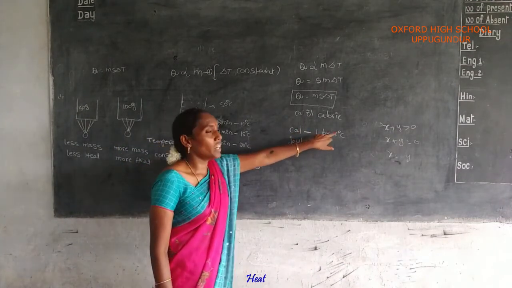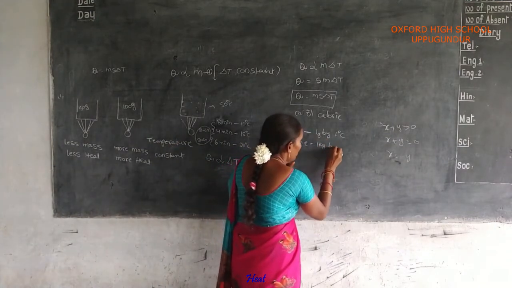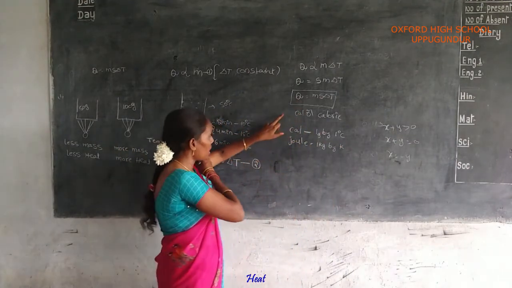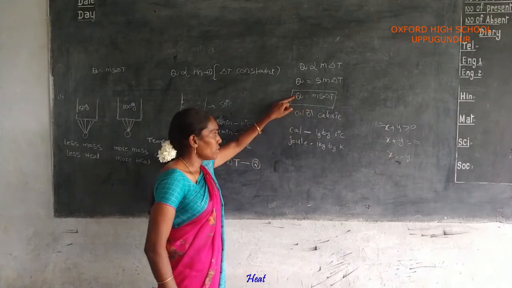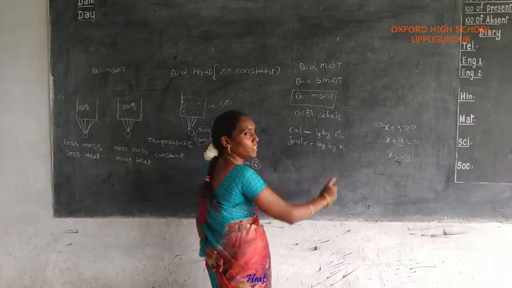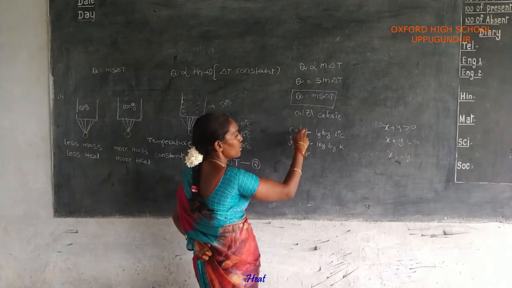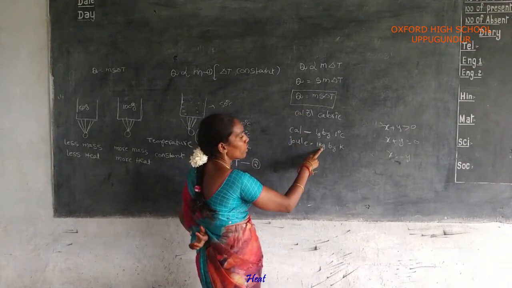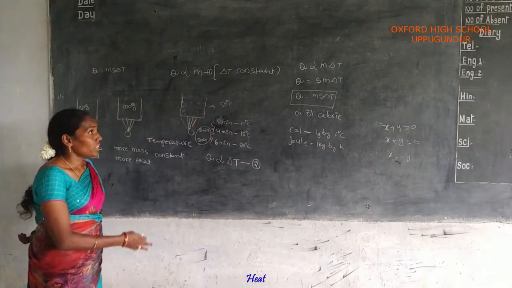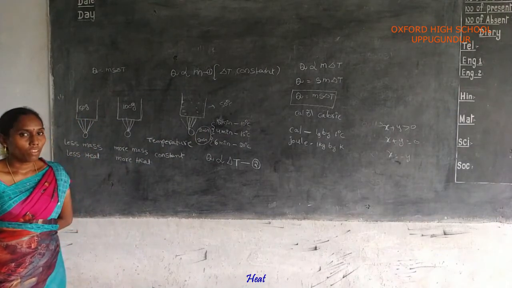1 gram of water by 1 degree centigrade. Here joule means 1 kg of water by 1 Kelvin. Calorie should be defined as the amount of heat energy required to raise the temperature of 1 gram of water by 1 degree centigrade. Joule should be defined as the amount of heat energy required by 1 kg of water by 1 Kelvin. These are the derivation for Q is equal to m s delta T.